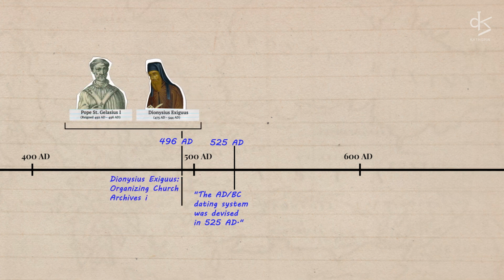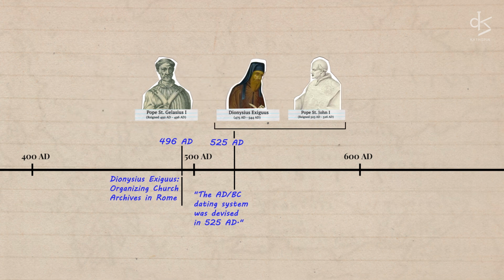organize church archives. Saint Dionysius, I summon you to organize church archives. Of course, Pope, it would be my pleasure. He also translated many works from Greek to Latin and also wrote a treatise on elementary mathematics. In 525 AD, Pope St. John recognized Dionysius' talents.